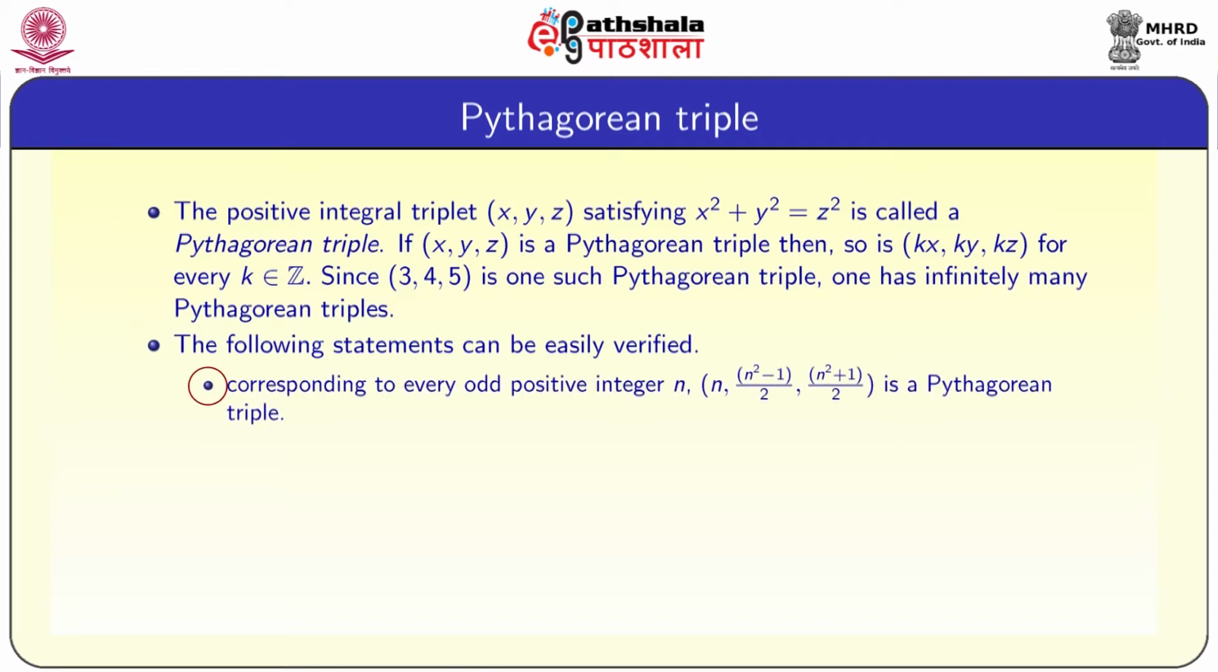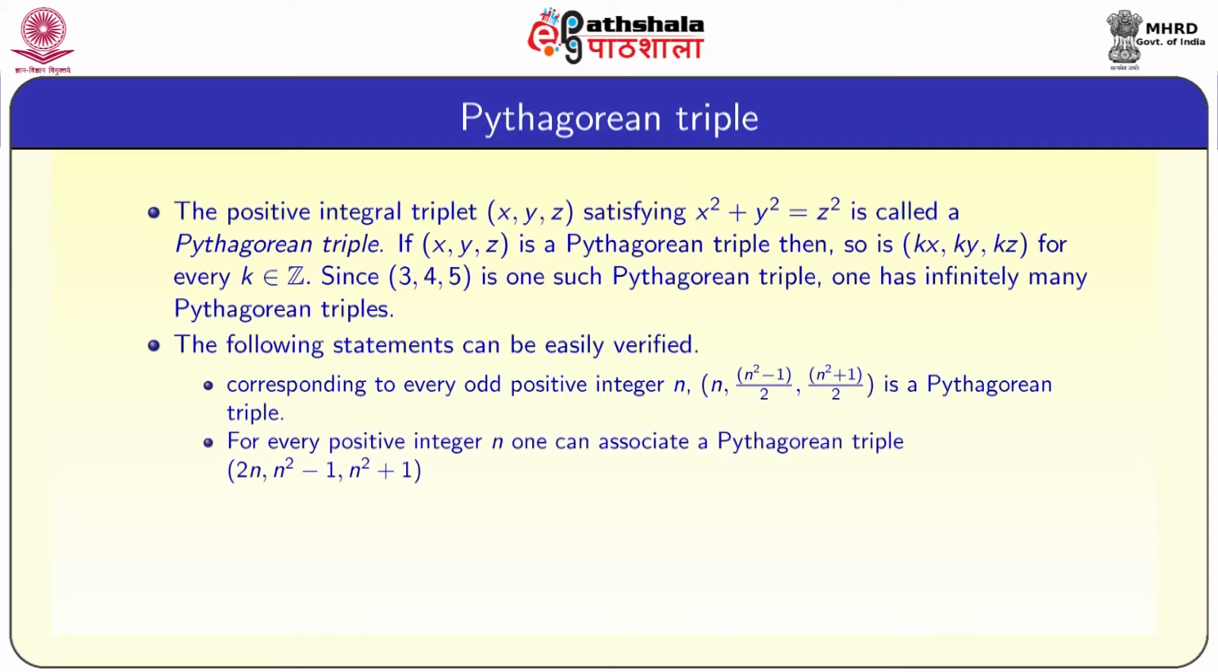Corresponding to every odd positive integer n, n, n square minus 1 by 2 and n square plus 1 by 2 is a Pythagorean triple. One can check easily, with a little verification, that x square plus y square equal to z square is satisfied by these, n square minus 1 by 2 and n square plus 1 by 2. And to every positive integer n, one can associate a Pythagorean triple 2n, n square minus 1, n square plus 1.